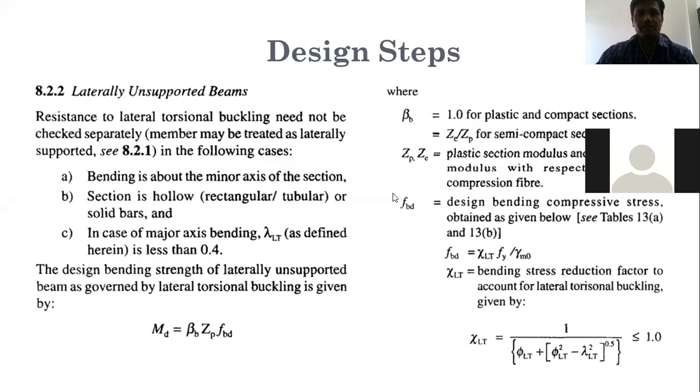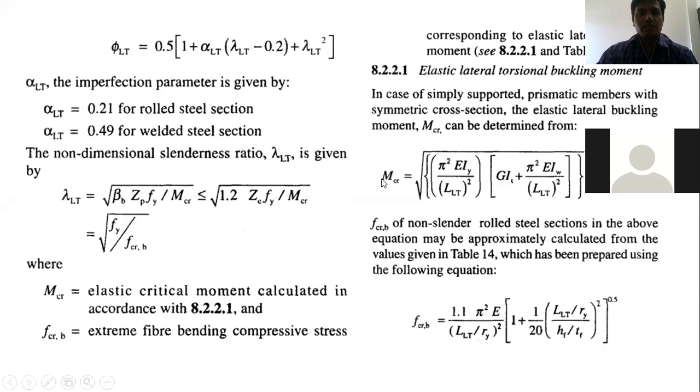I'm just going further. So you have to calculate alpha LT also by this formula. Now alpha LT is 0.21 for the rolled steel section, and alpha LT is 0.49 for the welded steel section. So normally we use the rolled steel section, that is ISMBs. For the non-dimensional slenderness ratio, lambda LT is given by this formula.